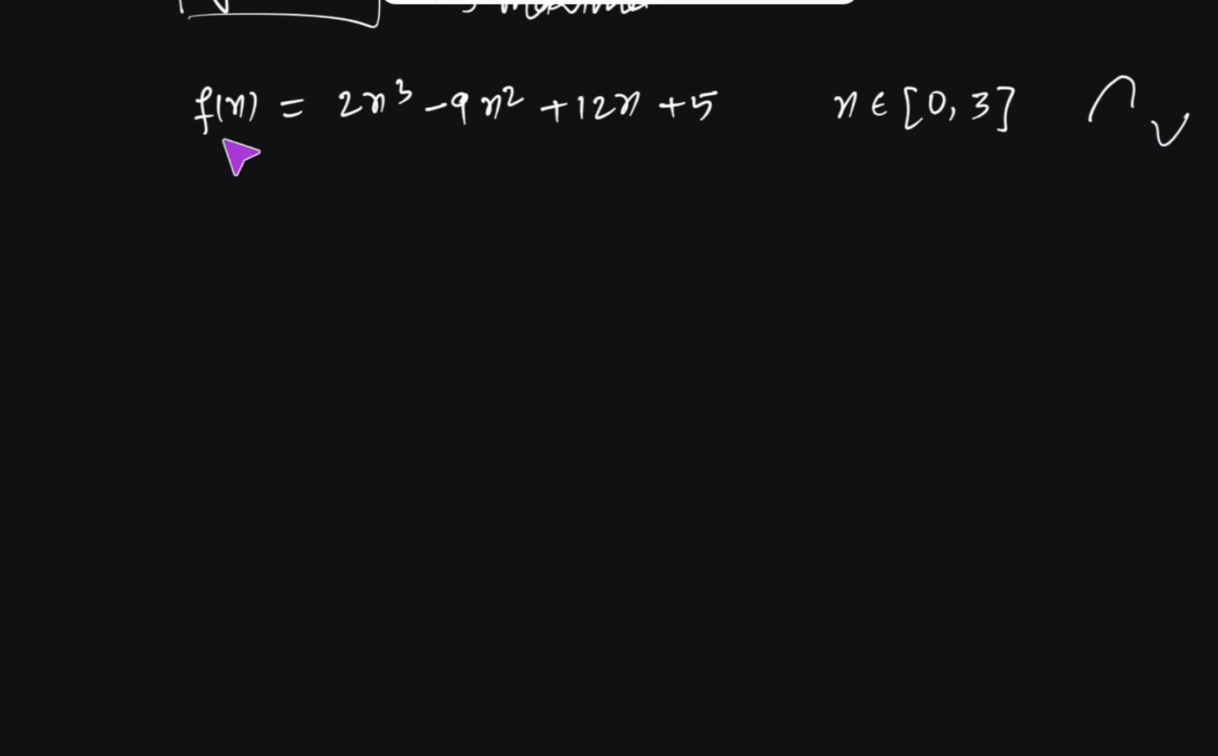So first of all, we have to find the points where the slope is 0. Just to find the points where the slope is 0, we have to take the differentiation of this function and we will equate it to 0. So the differentiation of this equation will become 6x square minus 18x plus 12. Now we have to equate it to 0 in order to get the value of x.